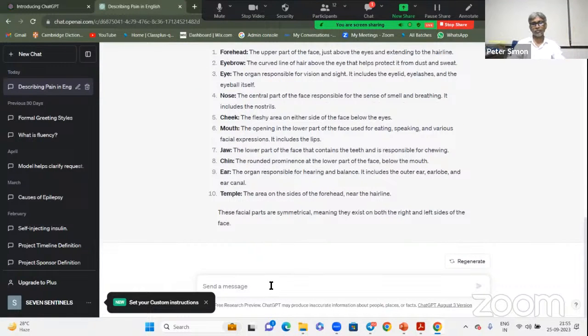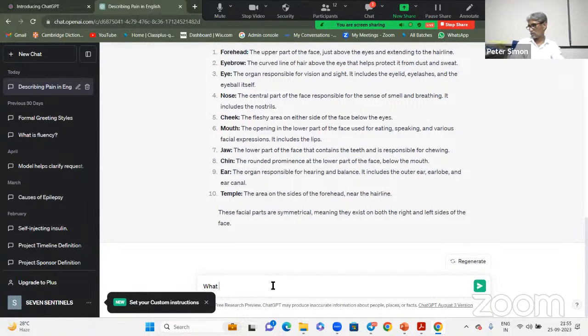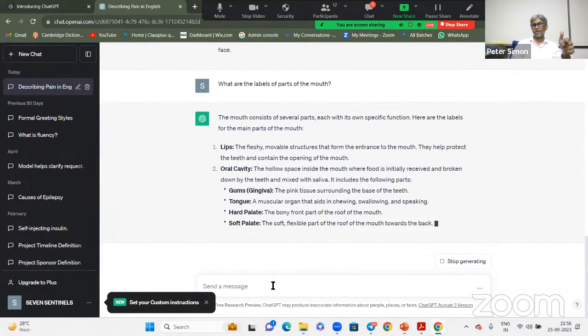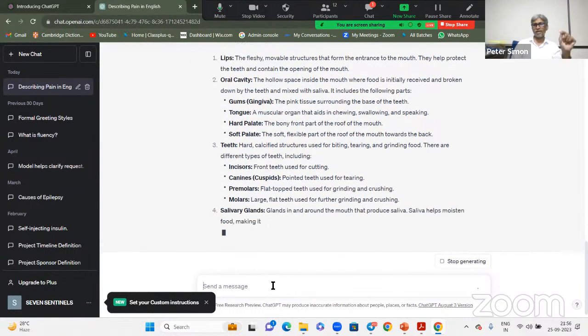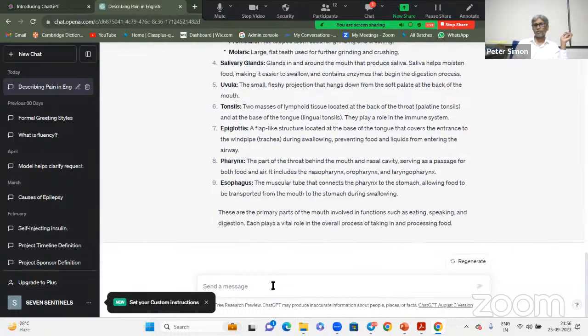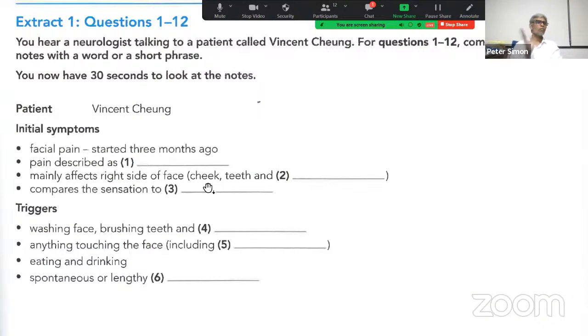So what are the labels of parts of the mouth? Gums have come, tongue has come, soft palate has come, hard palate has come, teeth, incisors, canines, premolars, molars, salivary glands, uvula, tonsils, epiglottis, pharynx, esophagus. Okay, all these are there. Anything of this might be the answer. So, if you see, cheek, teeth, and holding the teeth, there are gums. Maybe gums.